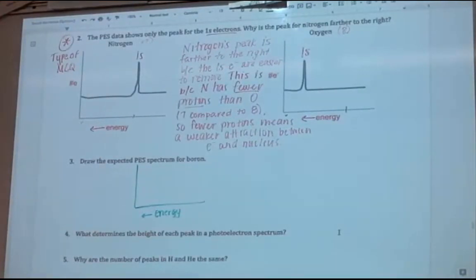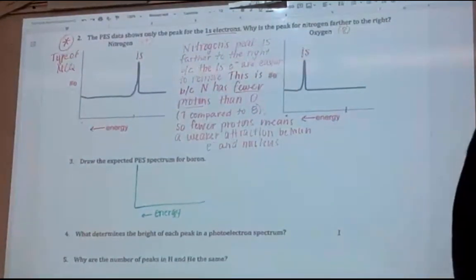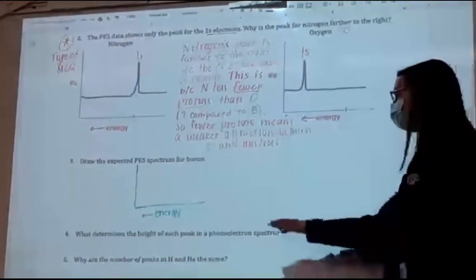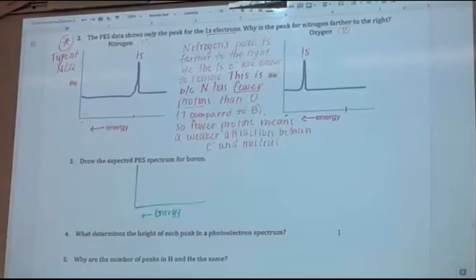Here's a tip. If you need to write a PES spectrum, write the configuration first. You should see a peak for each sublevel. So write the configuration for boron, and then use number 1 as a guide. Write the spectrum in number 1. And then once you do number 3, also go through and answer 4 and 5.